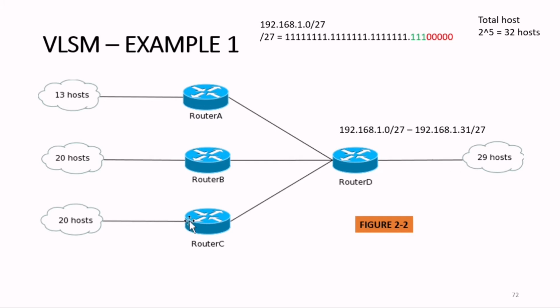So for 23, we still need to use /27, which is 32 hosts maximum. We cannot use /28 because for /28 the total hosts we can occupy is 16, so cannot. So that's why we still choose /27.